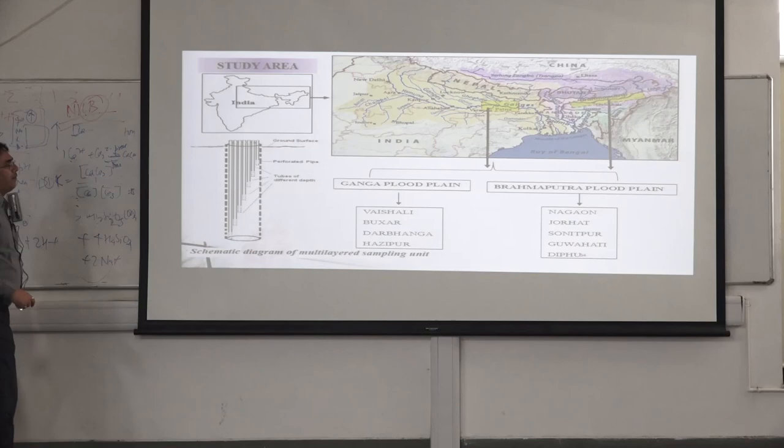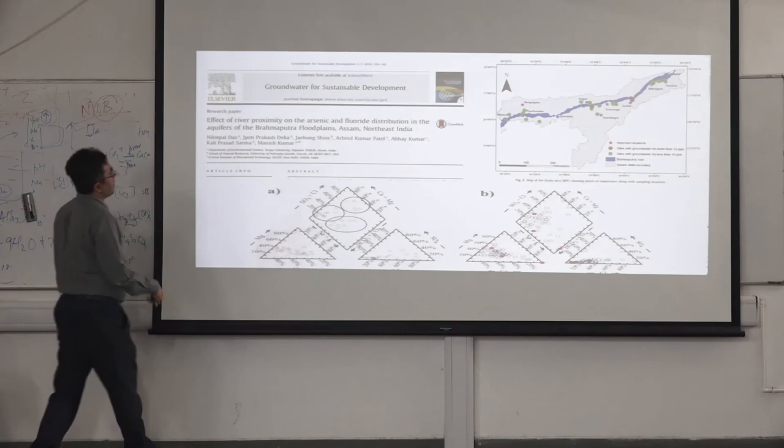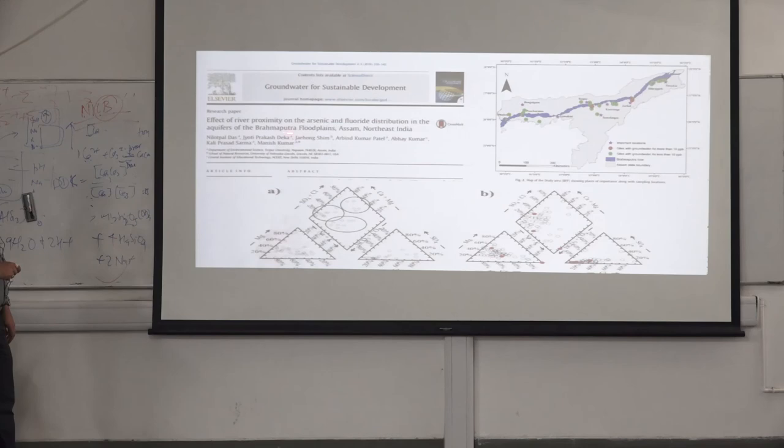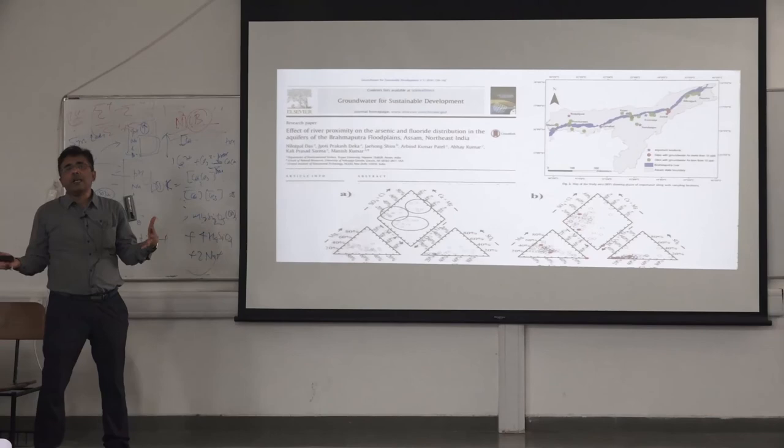One more paper that I want to share, and then I will finish my talk. Of course, we have done this one. We published it, and it is on the effect of river proximity on the arsenic and fluoride distribution in the aquifer of the Brahmaputra floodplain. Again, we have taken samples from the entire Brahmaputra, and we have seen that the North Bank has more contamination than the South Bank. Again, river meandering or geomorphology plays a big role in affecting arsenic contamination.